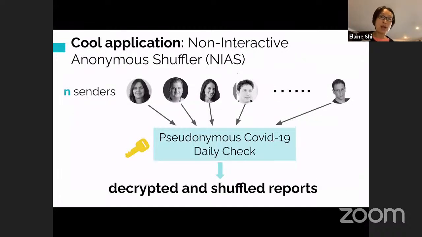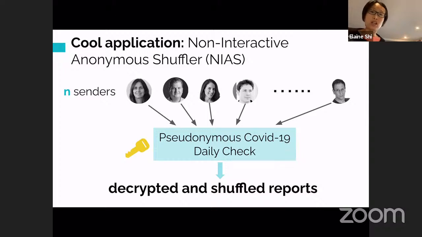And I just want to end with a cool application. We can use this to implement a non-interactive anonymous shuffler. Imagine we want to have a COVID daily check, but we want to protect the user's anonymity. Nonetheless, we want to track each individual user over time to see, for instance, how well they're feeling over time. In this case, you can imagine there's a server that's acting as both the router and all the receivers. All the senders would encrypt their daily reports, and the router can only decrypt it when it becomes shuffled. In other words, if you want to decrypt the plain text, you are forced to shuffle them and the permutation is unknown.